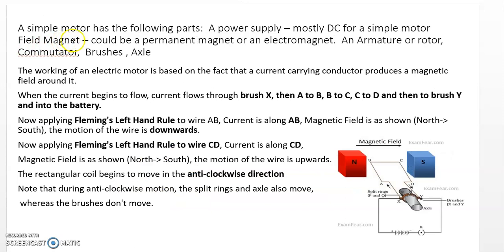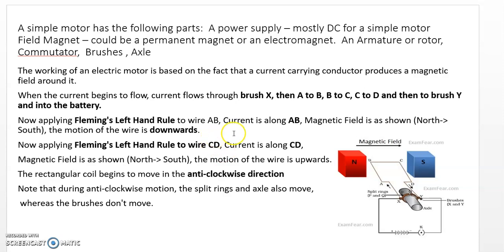Now based on this, we will study a simple motor. The motor has these parts: a power supply, that is DC, then the magnet, which can be permanent or an electromagnet, then the armature or rotor, then the commutator, then brushes and the axle. It is based on the fact that a current carrying conductor produces a magnetic field around it. When the current begins to flow, it goes from plus to minus: brush X, then A, then B, then C, then D, and then to Y, and then into the battery.